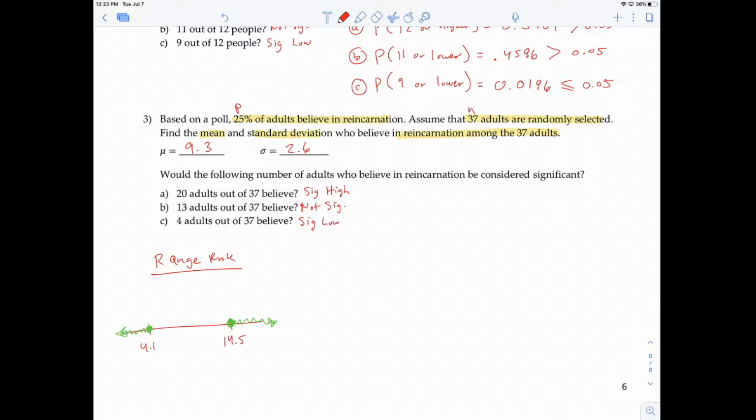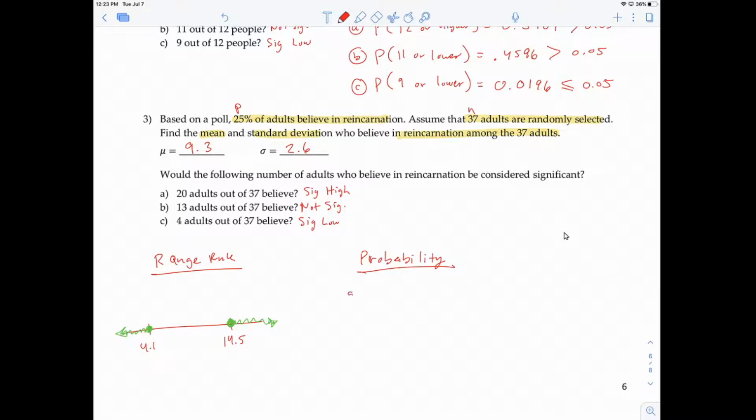Now, I understand that using the range rule of thumb is very simple compared to probability, right? But again, later on, probability is going to be the main way we determine whether something is significantly low or significantly high. So get comfortable with using probability as well.